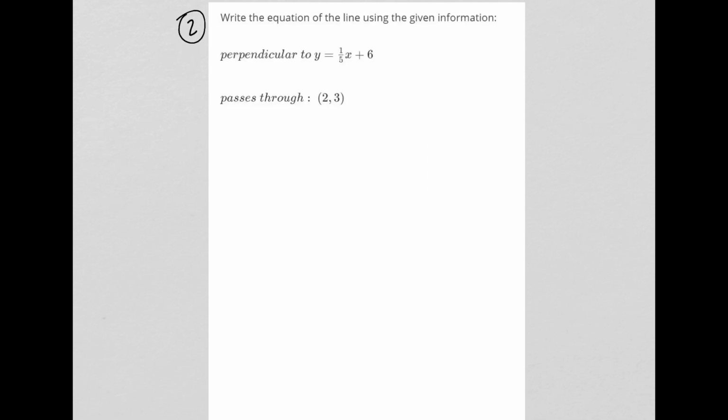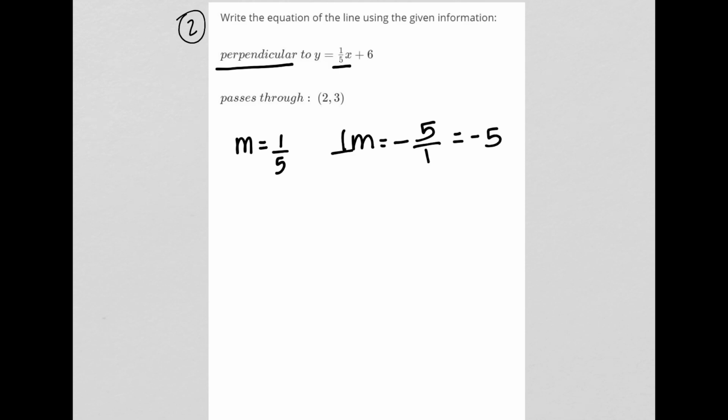So number 2, I asked you to write the equation of the line using the given information. And I want it to be perpendicular to y equals 1/5 x plus 6. So first thing, my original slope is 1/5. My perpendicular slope, remember we changed the sign, so it's going to go from positive, it's now going to be negative, and we're going to flip the numbers. So it's going to be negative 5 over 1, which is just negative 5.